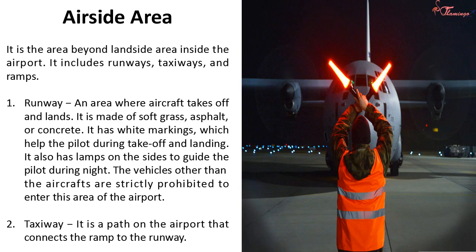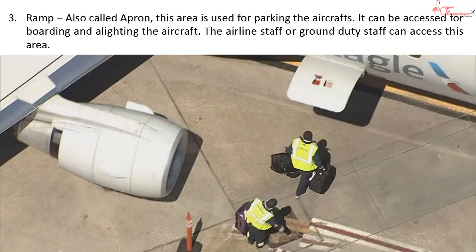Taxiway: it is a path on the airport that connects the ramp to the runway. Ramp, also called apron: this area is used for parking the aircraft. It can be accessed for boarding and alighting the aircraft. The airline staff or ground duty staff can access this area.